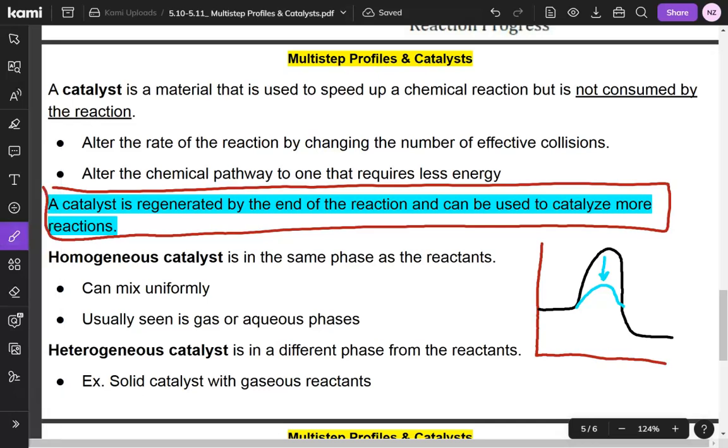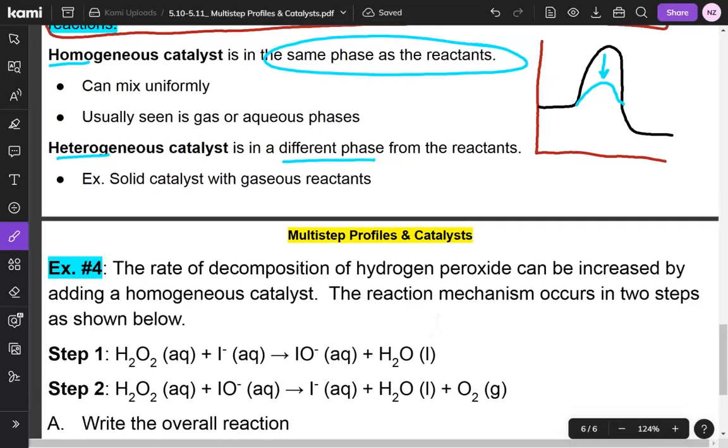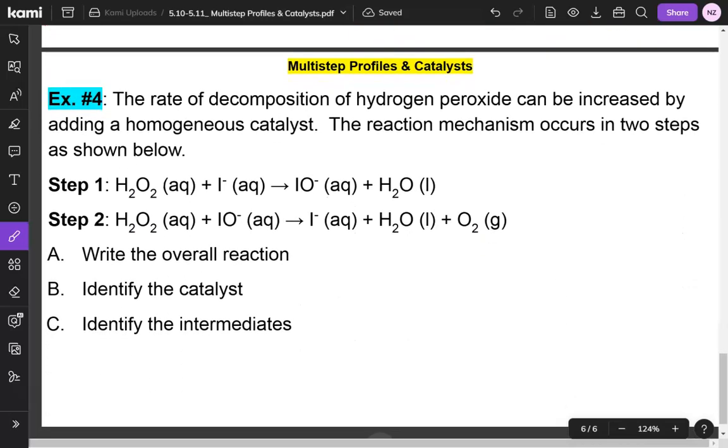We have two types of catalysts. You have a homogeneous catalyst, homo meaning the same, so it is going to be uniform when it mixes because it's in the same phase as the reactants. Next, you have a heterogeneous catalyst, or different, so it's going to be in a different phase from the reactants. So you could have a solid catalyst with gaseous reactants, versus maybe gases and liquids mixing together in the case of a homogeneous catalyst.